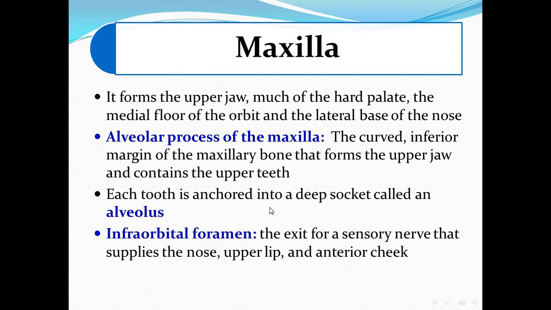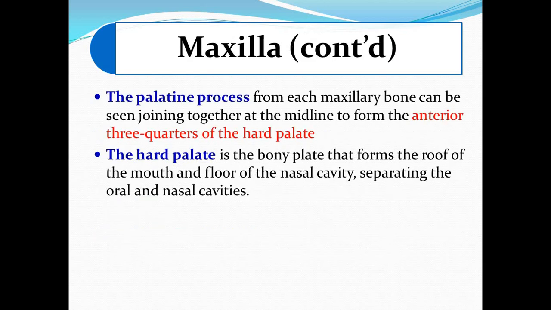There are small sockets called alveolus, which house the tooth. And the infraorbital foramen is a small foramen that provides an exit for the sensory nerve that supplies the nose, the upper lip, and anterior cheek.